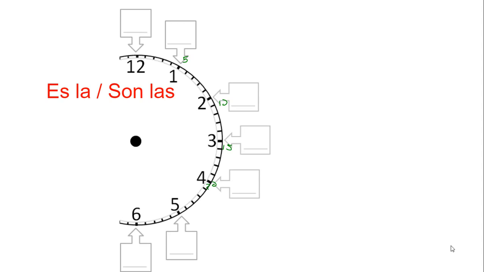Es la is only when it's 1 o'clock. Son las is any other hour. Then you're going to use the word for the hour number. So if it's 12, you're going to use doce. If it's 3, you're going to use tres. Y, we learn this as the letter Y. This also is the word y. It means and. Just like we have some words in English that are only one letter, like I am going to the store. Spanish also has a few words that are only one letter. So we have es, la, and then una, y, and then whatever your minute number is.